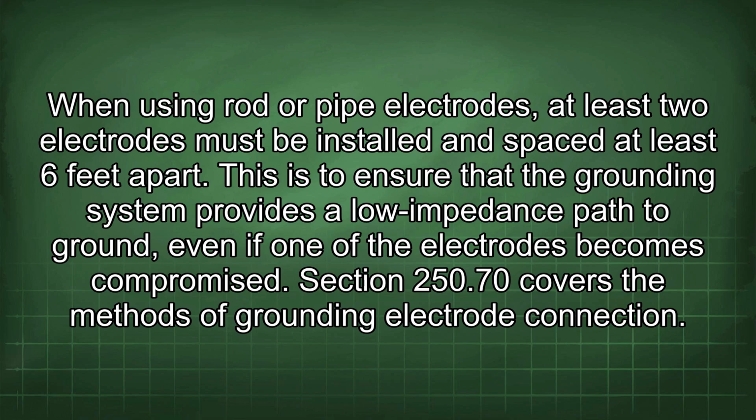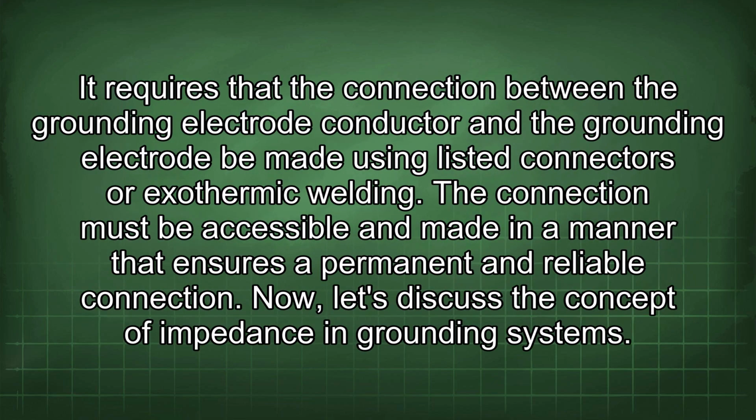electrodes becomes compromised. Section 250.70 covers the methods of grounding electrode connection. It requires that the connection between the grounding electrode conductor and the grounding electrode be made using listed connectors or exothermic welding. The connection must be accessible and made in a manner that ensures a permanent and reliable connection. Now let's discuss the concept of impedance in grounding systems.